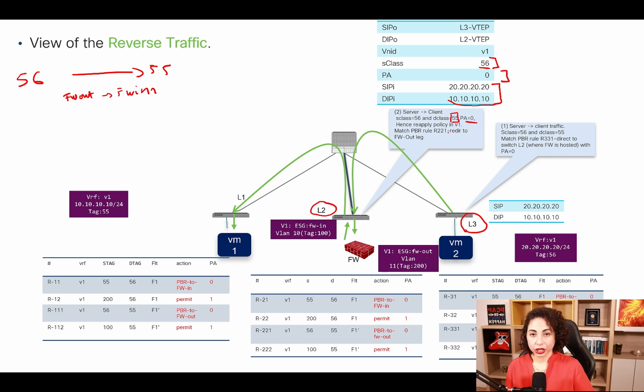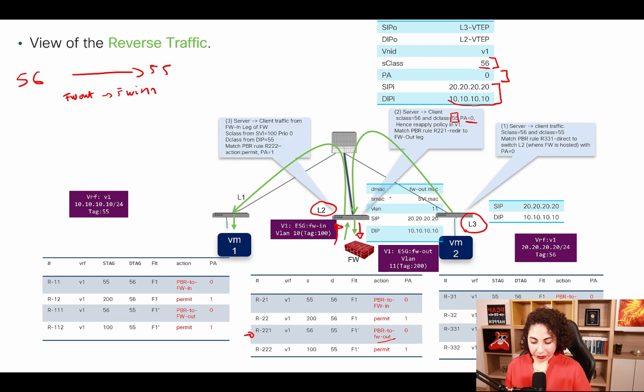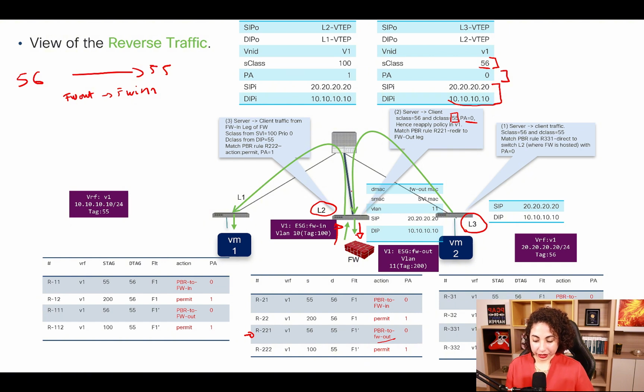So it means it needs to check again in its entries for a contract from 56 to 55. It checks the contracts and finds a line saying from 56 to 55, redirect to the outer leg of the firewall. So it will go there. The firewall will permit it, and the traffic will eventually come back through the in leg of the firewall. Okay, so this time we are coming back. Sorry, I forgot to say, we are going through the interface 11 and coming back through the interface 10.